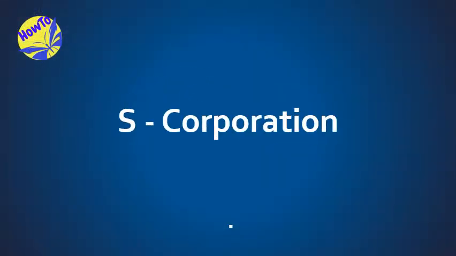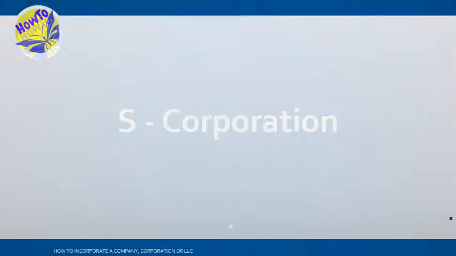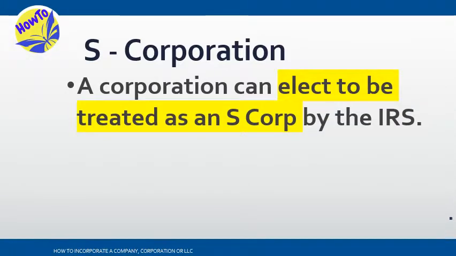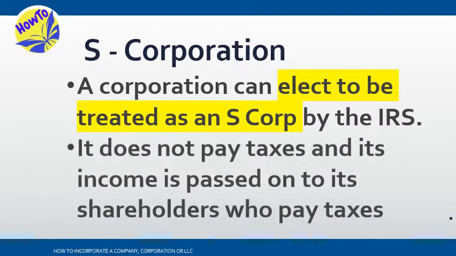The next structure is S corporation. Once a company is formed as a corporation, it can elect to be treated as an S corporation by doing the proper filing with the IRS. And once the IRS grants permission, it can be treated as an S corporation for tax purposes. What does it mean? It means that it doesn't pay taxes and its income is passed on to the shareholders who pay taxes. In other words, it is treated as a partnership for tax purposes.